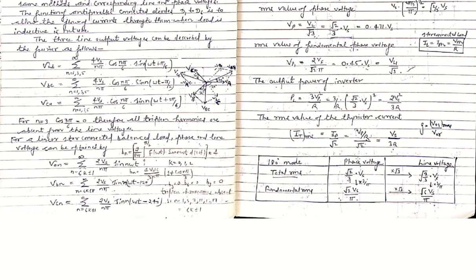In 180 degree mode, what is the phase voltage, what is the line voltage? The total RMS phase voltage is root 2 by 3 into Vs. This is the total phase RMS voltage. And how do we obtain the line voltage? We multiply by root 3, because Vph equals VL by root 3 in star connected. So VL equals root 3 into phase voltage. Simply multiply this phase voltage by root 3 to obtain the line voltage.